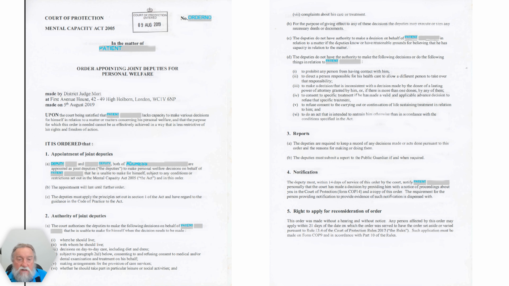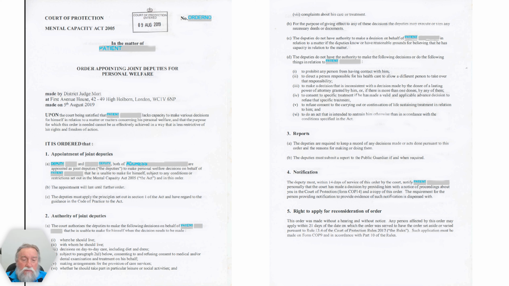Okay, this is actually one from my own family, which obviously I've redacted, and you can see that it's a fairly straightforward document. It isn't printed on the best paper in the world, but it will have the Court of Protection stamp on it. It'll have a number. You can verify the number online if there is doubt as to whether or not it is a real one.